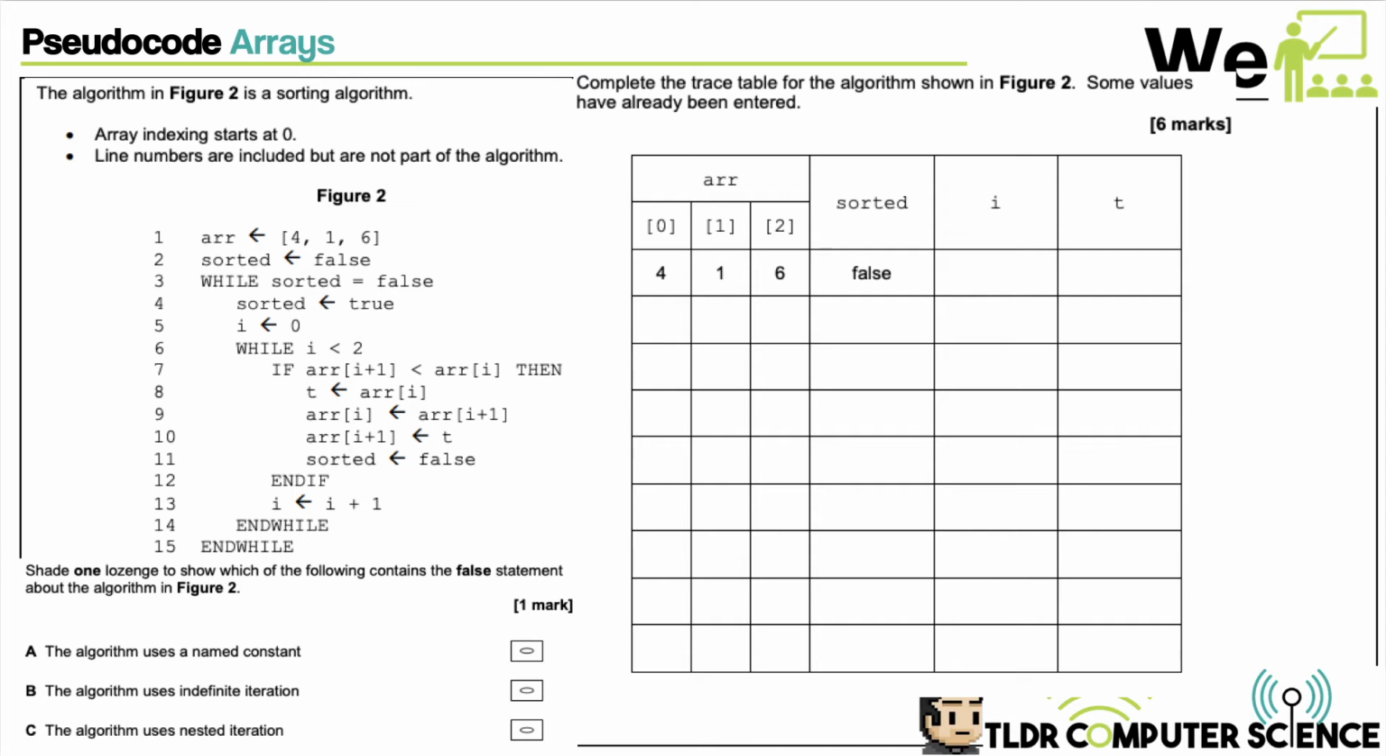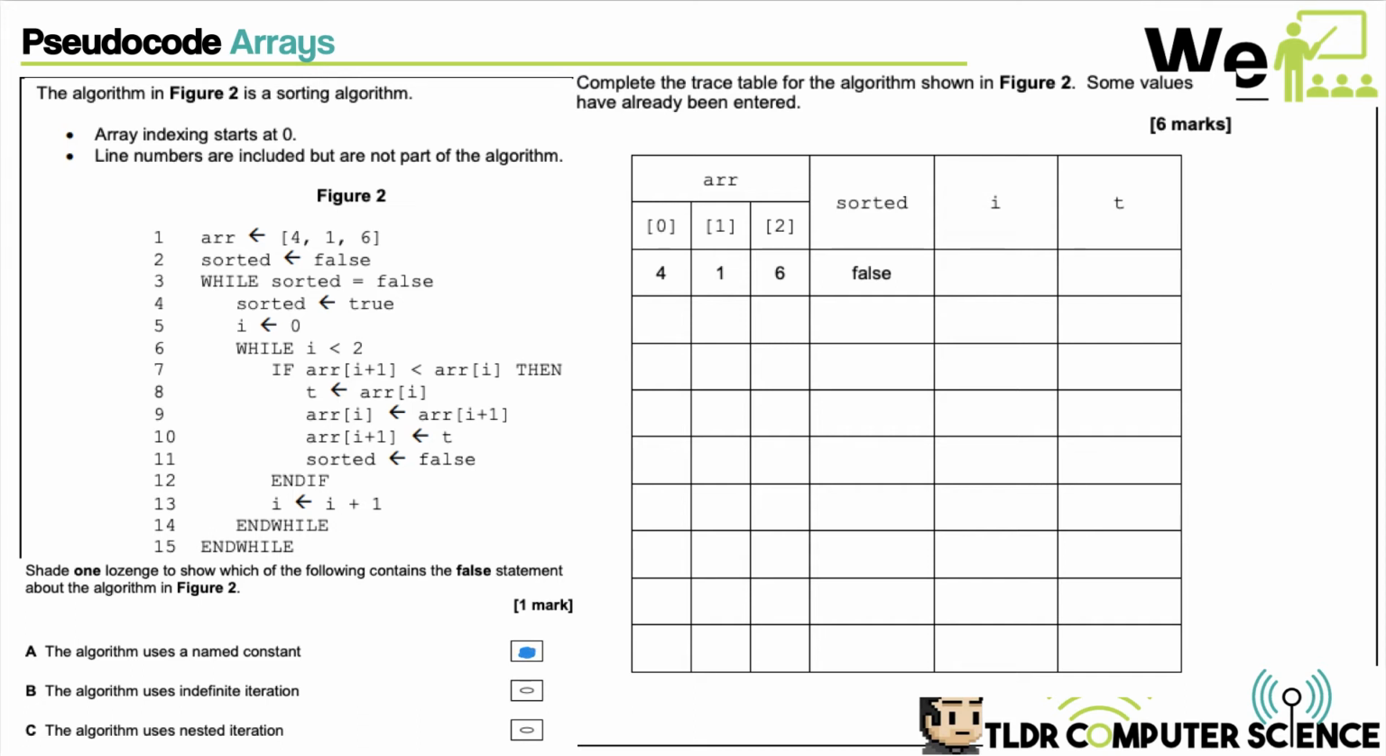But let's do the rest. The algorithm uses indefinite iteration, so that while not sorted, that's indefinite iteration. So it does use it. The algorithm uses nested iteration. Brilliant. You see here, that's iteration, isn't it? And that while loop is nested inside. That if statement is nested inside the while loop. So that top one there, it does not have a constant.